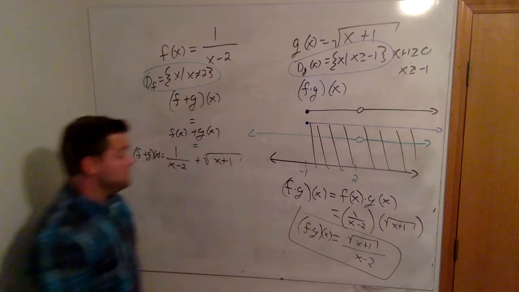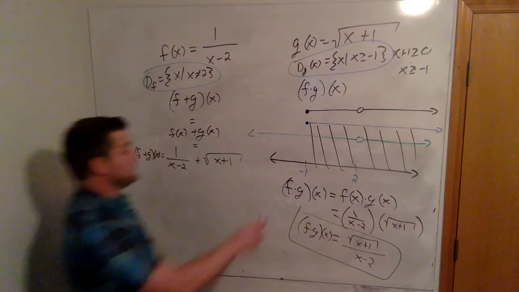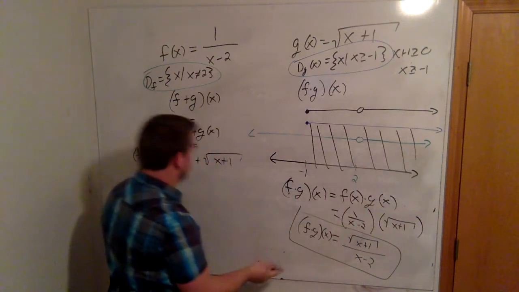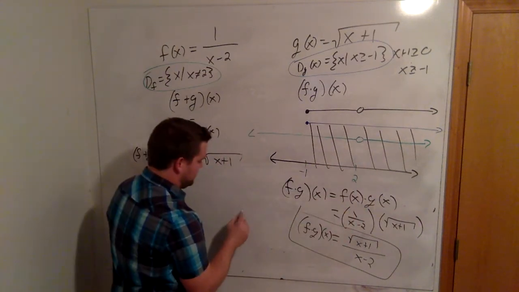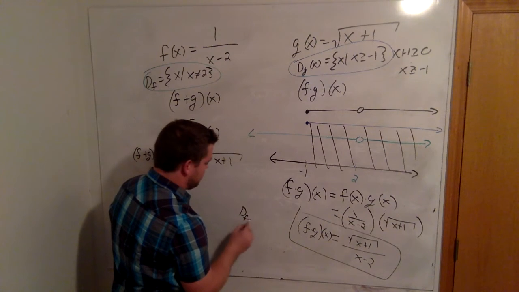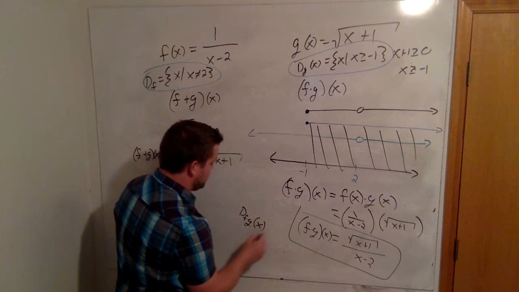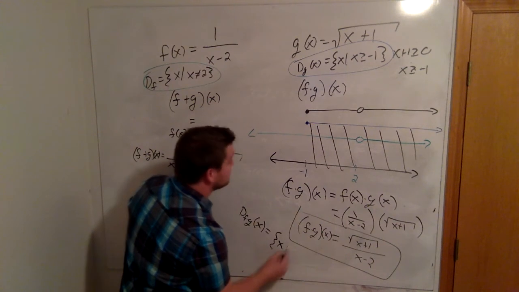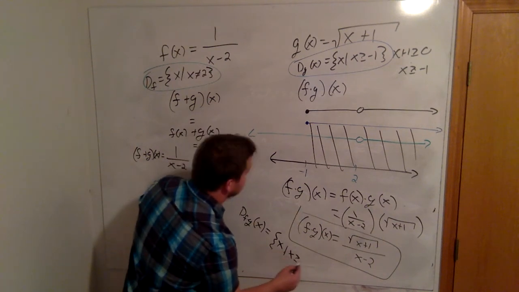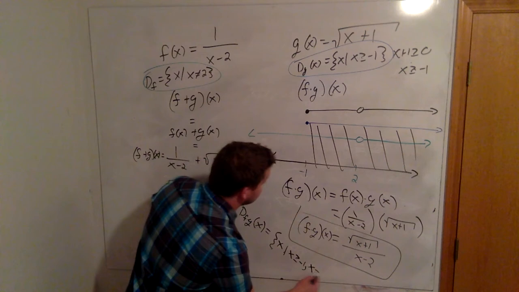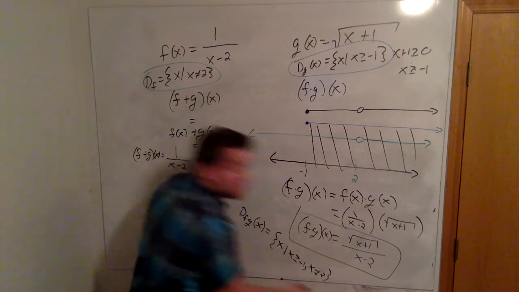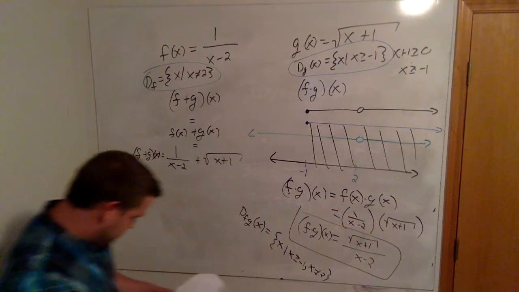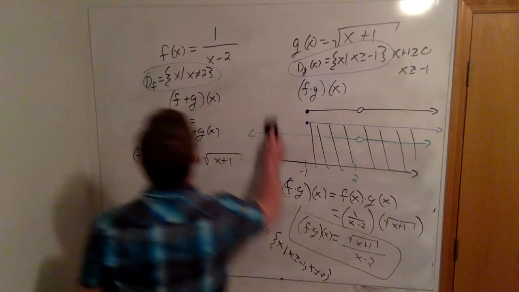And the domain is going to be the same thing. It's going to be the intersection of these two sets, which is what we have here in black. So the domain will be exactly the same as when we added them. So here the domain of f times g of x is going to be all x such that x is greater than or equal to -1 and x cannot be equal to 2. Sorry about that slanted writing. Okay, let's do another example.